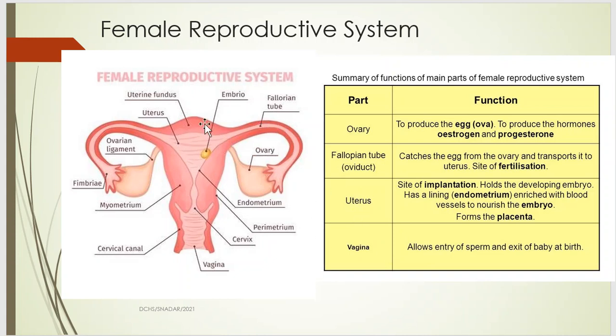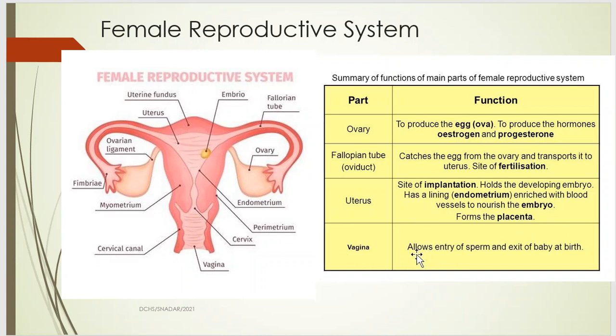Next is the uterus. The uterus is an organ made up of very strong muscles, and it's going to hold the baby. It is the site for implantation; you can see the embryo is implanted right here. The developing embryo has a lining called the endometrium. The inner lining of the uterus is called the endometrium, enriched with blood vessels to nourish the embryo, and it forms the placenta. The placenta is the connection between the embryo and the uterus.